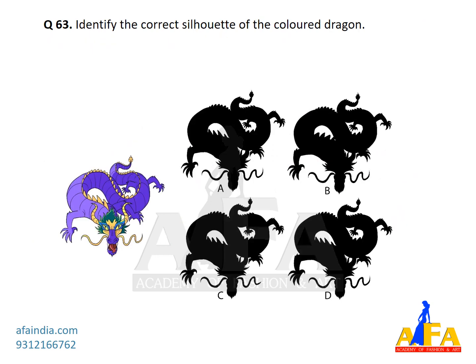Identify the correct silhouette of the colored dragon. Here the colored dragon is given and you have to find the silhouette. You have to just see the details of the dragon. For example, the details of this part. This is curved on the left hand side, but here the curve is on the opposite side. So hence B is wrong. In option C, if you see this part, it is different. So option C is wrong. If we compare options D and A, a very small difference is there at this part, right? Hence option A is correct, not D.